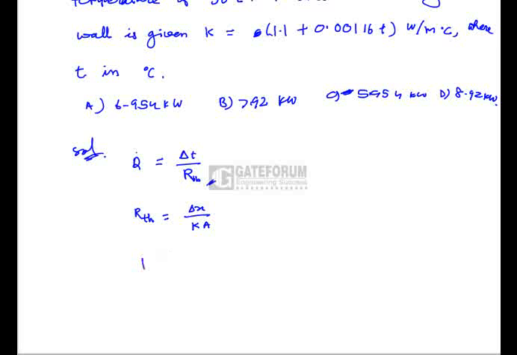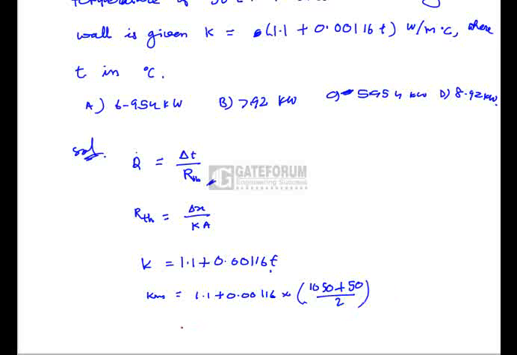And thermal conductivity variation is given by 1.1 plus 0.00116 T. So here it varies linearly from outside to inside, so that we can take the mean temperature between the outside and inside of the furnace, and we'll have to find out the mean thermal conductivity, that is 1.1 plus 0.00116 T is the mean, that is 1050 plus 50 by 2, which is equal to 1.738 watt per meter degree centigrade.